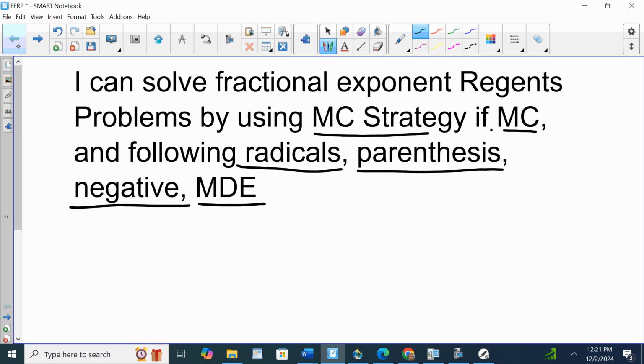Otherwise, radicals are fractional exponents. Then get rid of parentheses. Then deal with negative exponents are fractions. Then clean it up, MD. Look for multiplication. Look for division and reducing. Look to evaluate. Practice this. Definitely needs to be practiced. Commonly asked on the Regents. Usually comes up twice. One multiple choice, one open response. Practice. See ya.